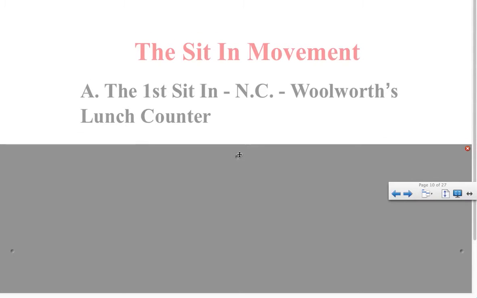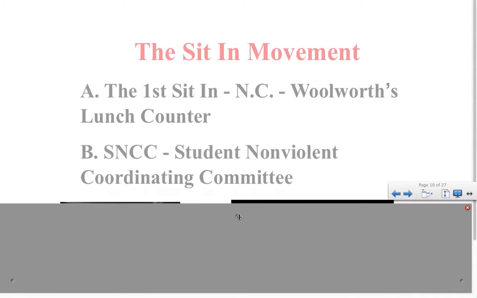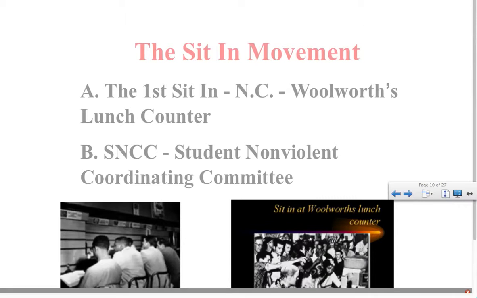Other activities. We see sit-ins at Woolworth's lunch counter, and that was led by the SNCC, which is the Student Nonviolent Coordinating Committee. Again, the Student Nonviolent Coordinating Committee was led by Stokely Carmichael, and they organized various sit-ins and nonviolent protests, as we just mentioned, the Woolworth's lunch counter.